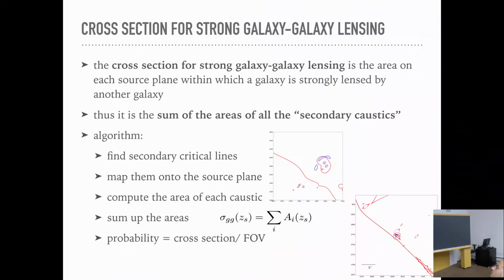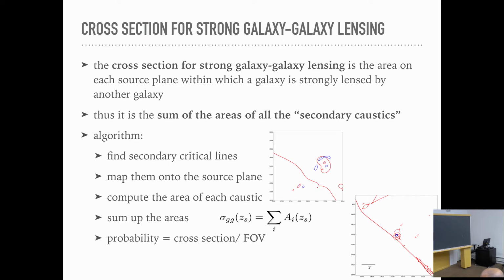And the way we have quantified essentially the ability of these clusters to produce galaxy strong lensing events is by means of measuring their strong lensing cross-section. The strong lensing cross-section is the area on the source plane within which we could place a source in order to see it lensed as a strong lensing event.